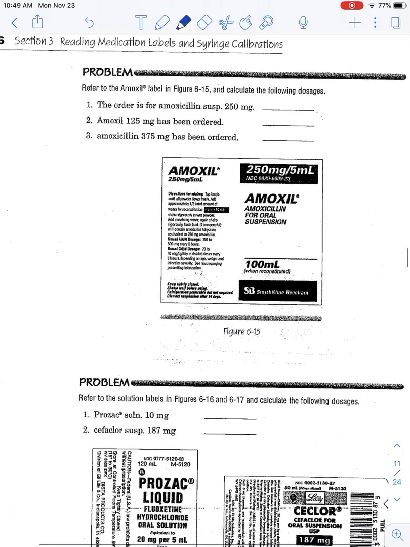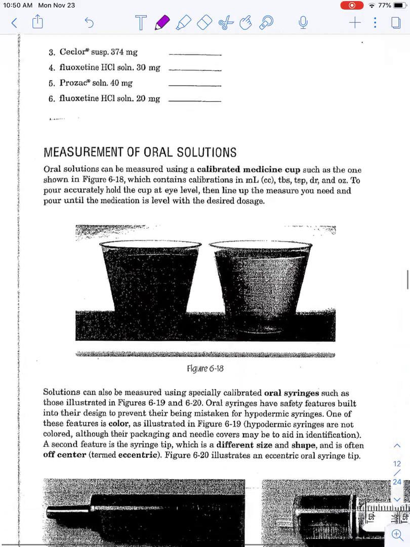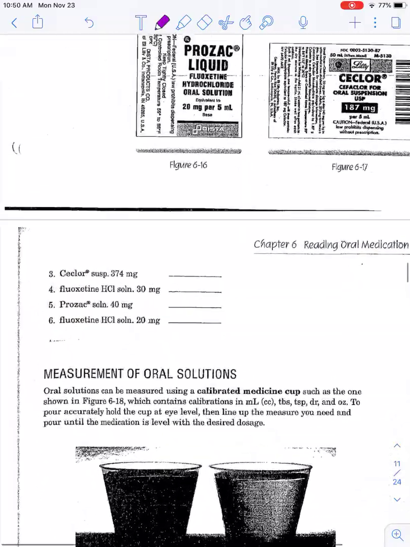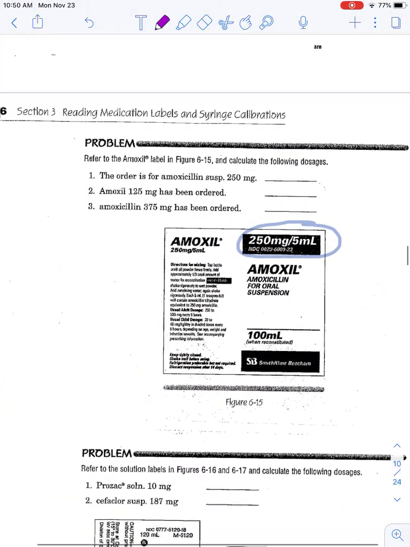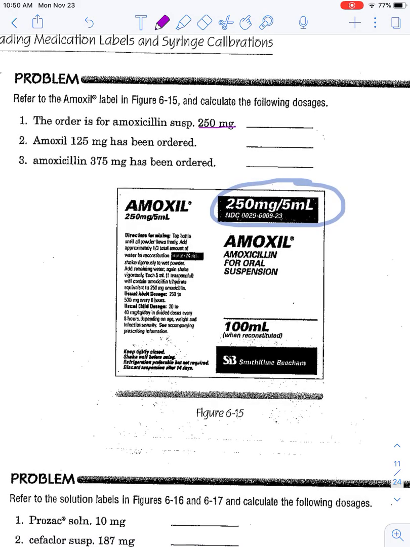Let's look at a different example here. On this amoxicillin label, it says right here that 250 milligrams are in 5 milliliters of solution. So the question is up here, and we're going to do a couple of these in our head, and then we're going to do some the way that a nursing school would like you to do it. The order is for amoxicillin suspension 250 milligrams. So we are going to give, this is very easy, 5 milliliters of solution.